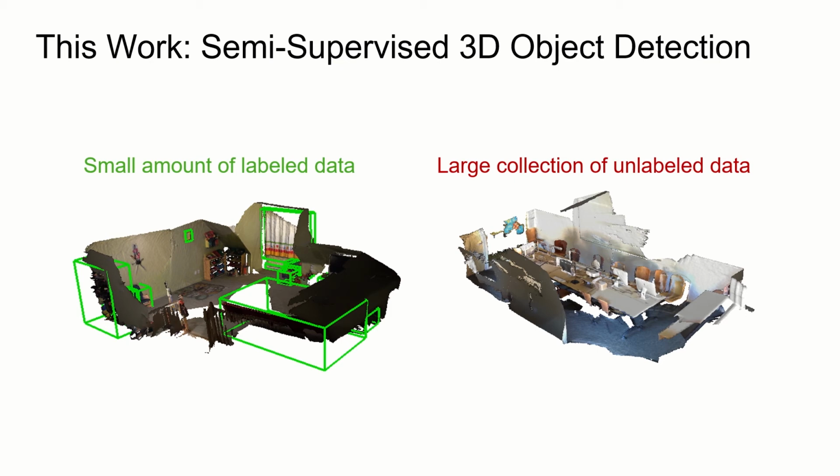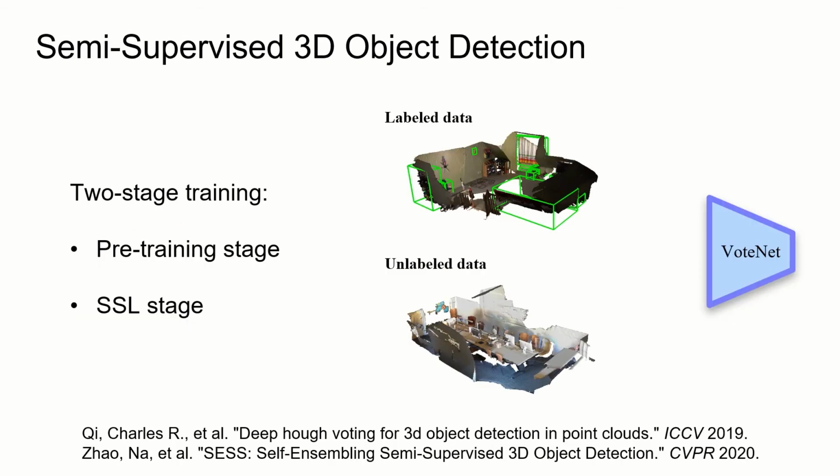Our setup is as follows. We assume access to a small set of 3D scenes with full annotation and also a large collection of scenes without any label. We propose a novel SSL pipeline to leverage unlabeled data and improve performance. Our method is based on label propagation from the small label set to the large unlabeled one.